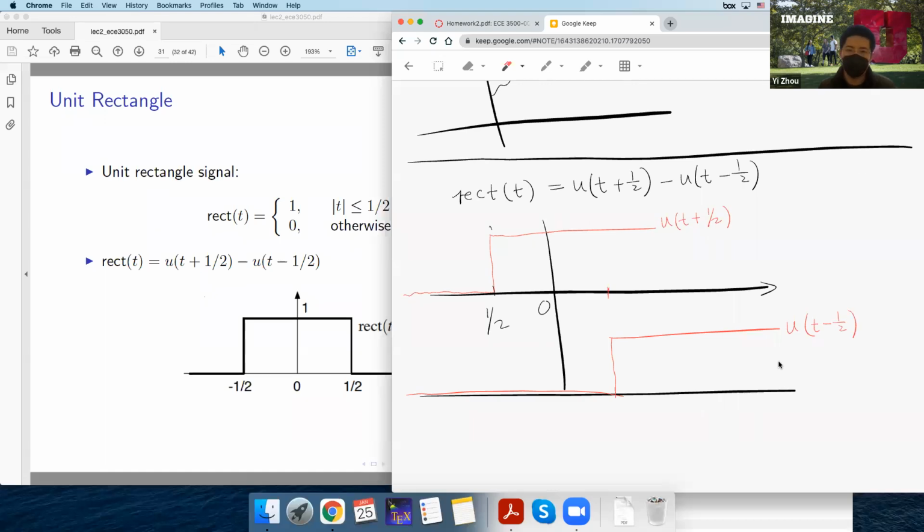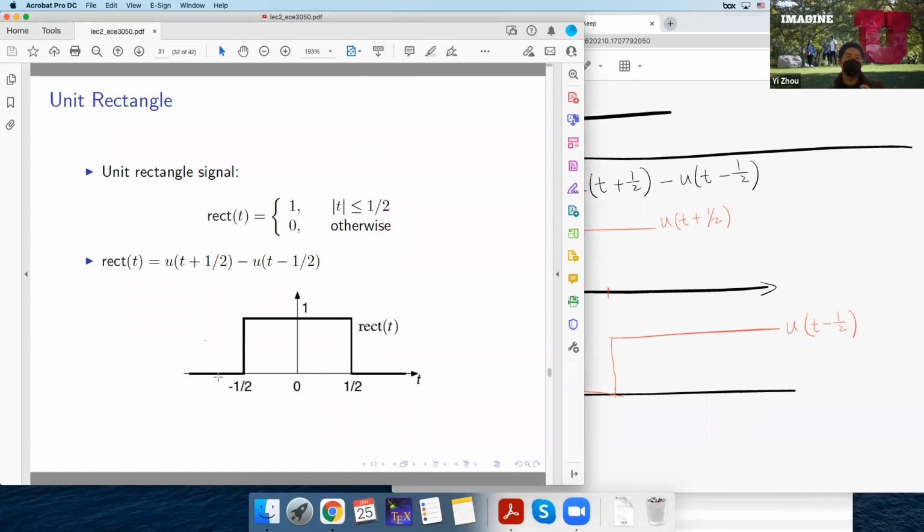Okay, and now we can verify. So remember here we are doing subtraction. This signal on top minus the signal on the bottom. So clearly this is a segmented signal, so we will divide this into several cases. If t is less than negative 1/2, if t is less than this point, both signals are 0. So 0 minus 0 will get 0, right? That's what we have here, 0.